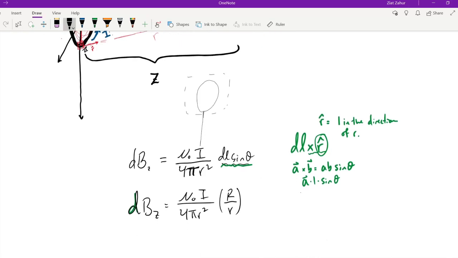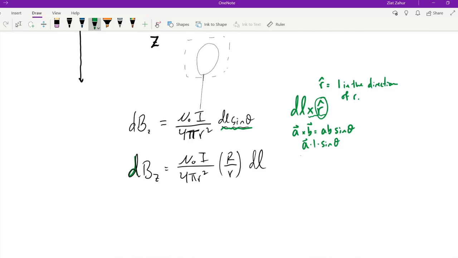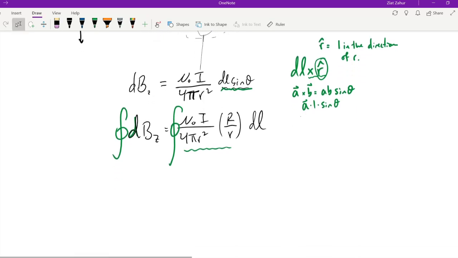Times dl. There we go. All right. And then last but not least, we need to integrate both sides. So you integrate, closed loop integral. This will allow us to take all of the constants out of the integral. This just gives us mu naught I over 4 pi r squared times R.